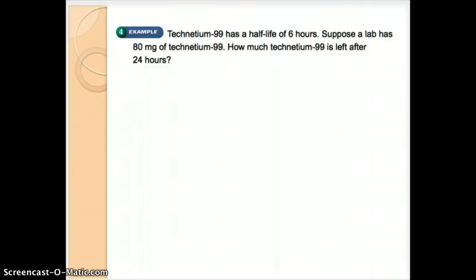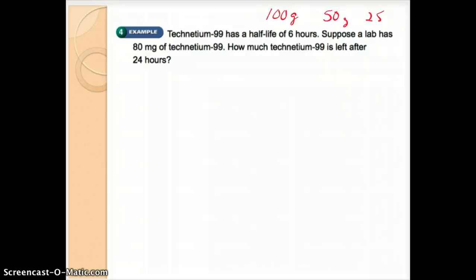Technetium-99 has a half-life of 6 hours. That means if it had a certain amount of technetium-99, say it had 100 grams or whatever, after 6 hours it would have half of its amount left. It would have 50 grams, and then 6 more hours it would go to 25. Okay, so suppose the lab has 80 milligrams of technetium-99. I want to know how much technetium-99 is left after 24 hours.